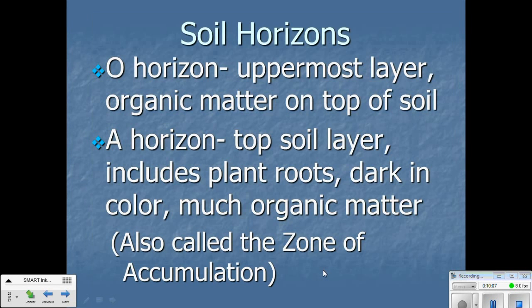The O horizon is the uppermost layer. It has organic matter on top of the soil. The A horizon is the top soil layer, which includes plant roots. It's dark in color because of that material that's breaking down, making the soil richer. There's a whole lot of organic matter, again, because that O horizon is breaking down right above it. And this is also called the zone of accumulation because, again, of all that organic matter that accumulates over time in the A horizon as it breaks down.